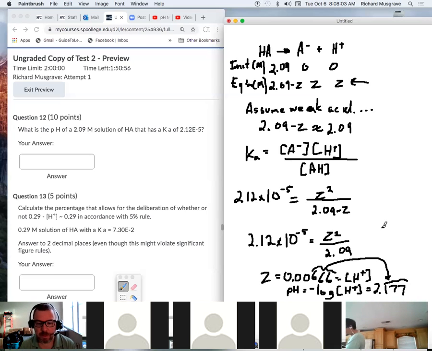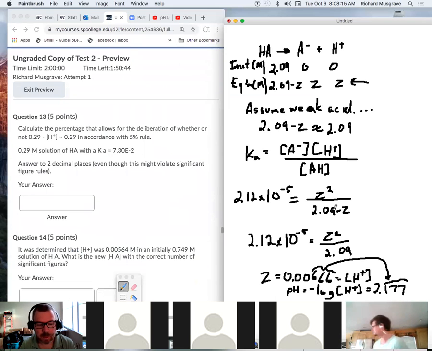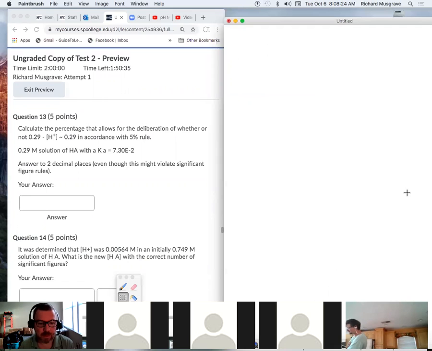Now, there is another step that we can do for that as well, and that would be to validate the assumption, but I'm not going to worry about that because there's a question that relates to that coming up. So I'll leave that be for this one. Okay, number 13, it says calculate the percentage, and this is the question I'm talking about. Calculate the percentage allows for the deliberation of whether or not 0.29 minus H plus is approximately 0.29 in accordance with the 5% rule. So for that, what you're actually going to have to do is figure out the concentration of H plus, just as we did previously.